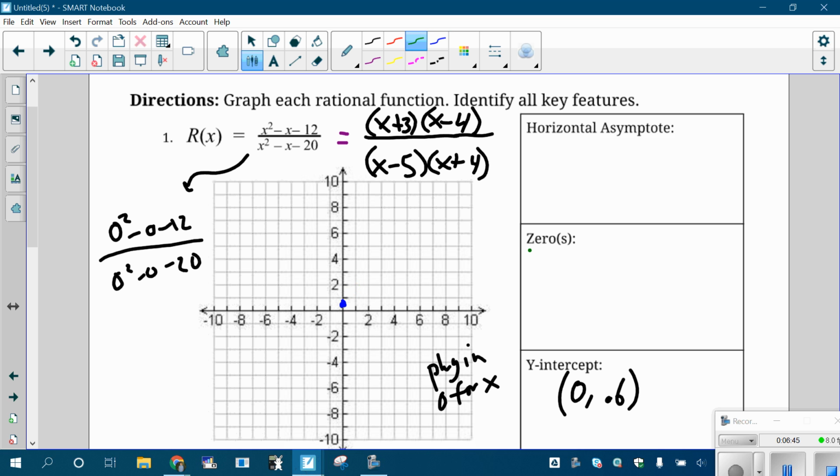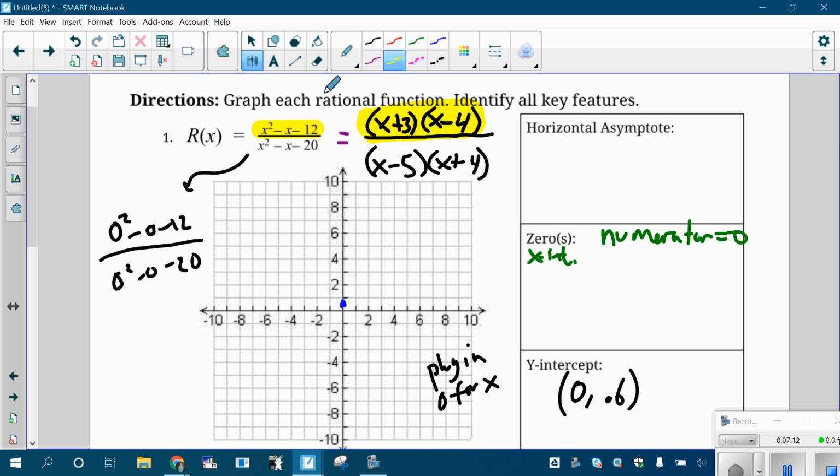Remember, our x-intercepts. The way you find x-intercepts is by setting the numerator equal to 0. It's important to know. Numerator equal to 0. So you're going to set this top equal to 0. Now, the reason that we factored it is because that's the first step in figuring out when the top equals 0. In fact, it's the biggest step.